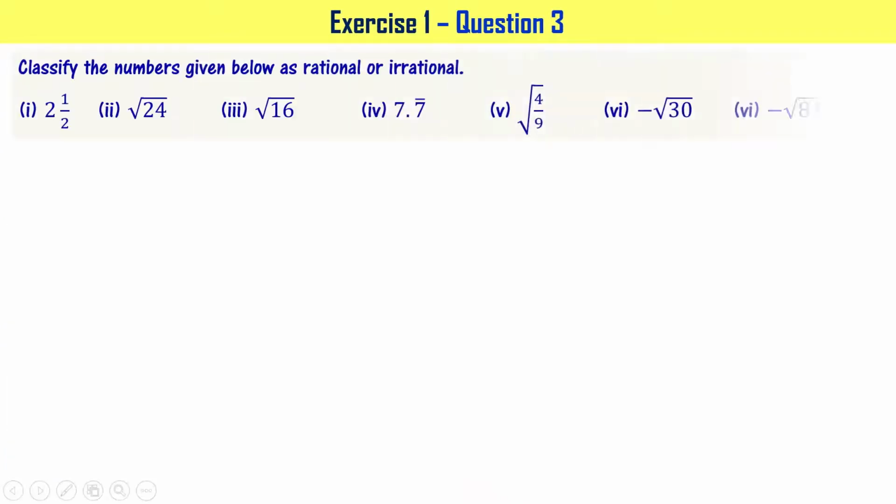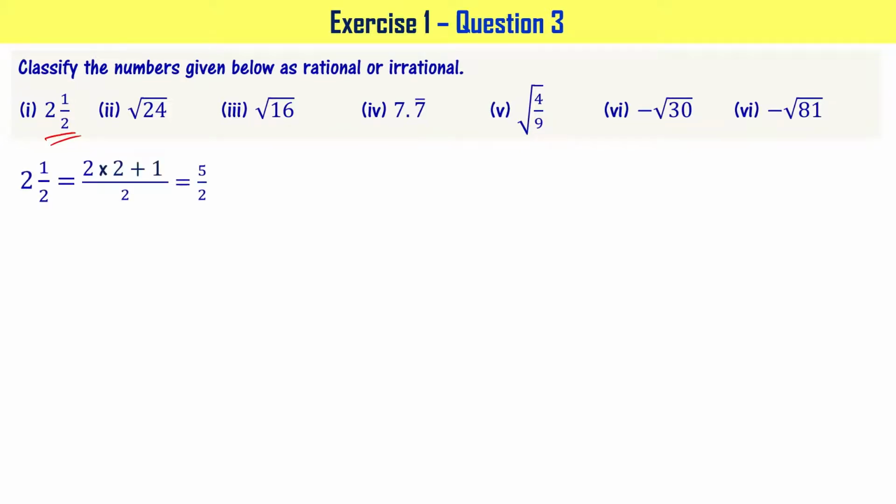Question number 3. Classify the numbers given below as rational or irrational. We are given a total of 6 numbers. We are asked to classify them as either rational or irrational numbers, right? Let's start with the first one, that is 2 1 by 2, right?